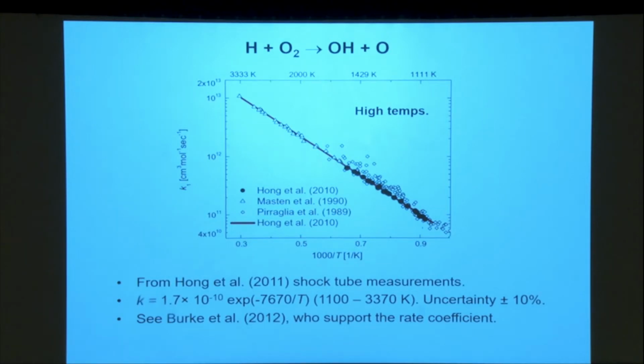Some of the older data is slightly more scattered, but the more recent data fits nicely on an Arrhenius type expression. And the suggested uncertainty for this reaction is plus or minus 10%, which, to be honest, is about as good as it's going to get for a rate constant. So the general consensus view, which was supported in Mike Burke's paper, is that we know this chain branching reaction to quite a high standard of accuracy.